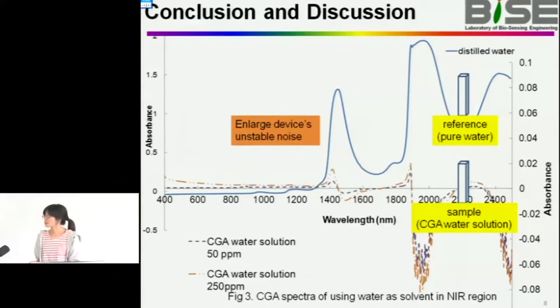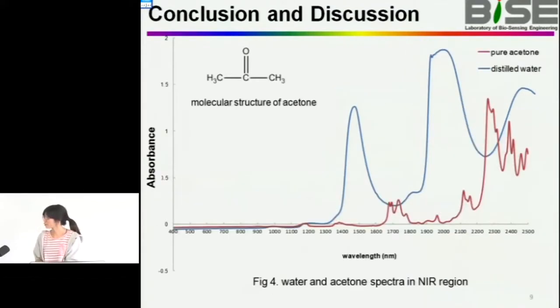Also, water's strong absorption can enlarge the device's unstable noise. So, anyway, we can conclude that the CGA spectrum we get from using water as a solvent may contain a lot of noise caused by water. In order to eliminate this noise, we need to find a solvent which doesn't have absorption in the NIR region. But unfortunately, I haven't found such a solvent to dissolve CGA so far. Then I tried acetone. CGA is easily dissolved in acetone, and this is the molecular structure of acetone.